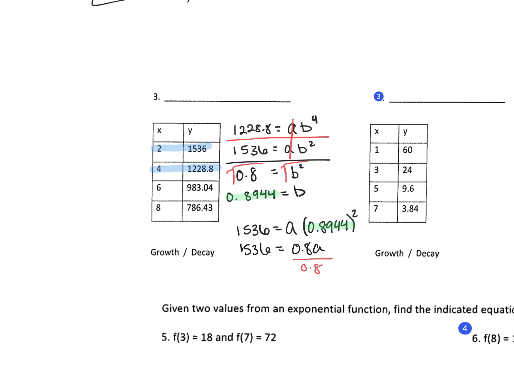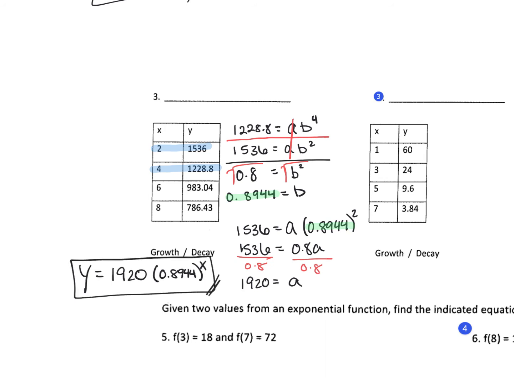We'll then divide both sides by 0.8, and we'll get 1920 is equal to a. So now that we have our a value and our b value, our final equation for this problem is y is equal to 1920, or our start value, times our multiplier of 0.8944 to the power of x.